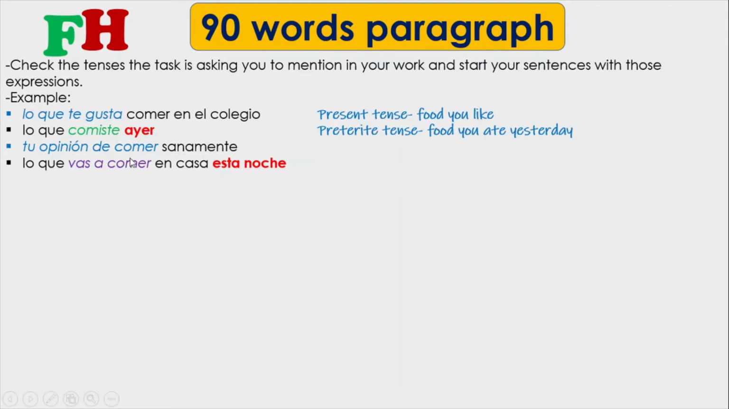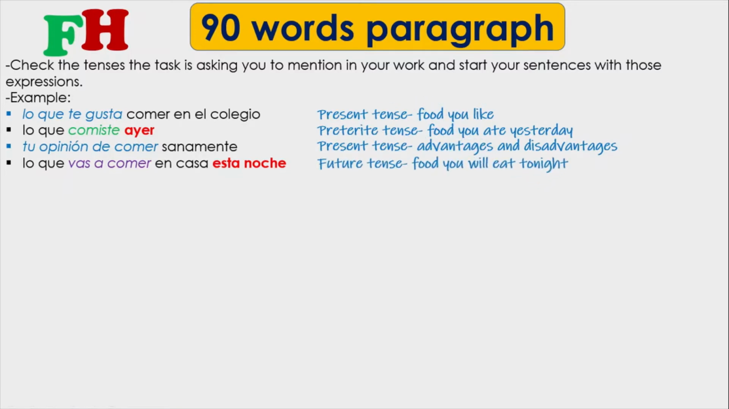Tu opinión de comer sanamente. Your opinion about eating healthy. So, again, here you should be giving your opinion, things related to advantages, disadvantages, maybe. So, this would be your present tense. And the last one says, lo que vas a comer en casa esta noche. The thing you are going to eat at home tonight. So that is referring, of course, the future tense, food you will eat later tonight at home, yeah?